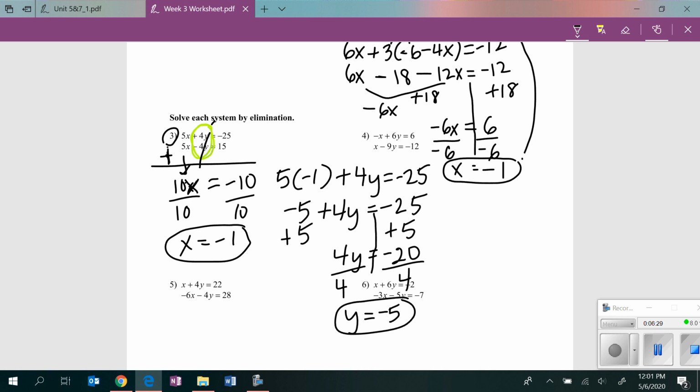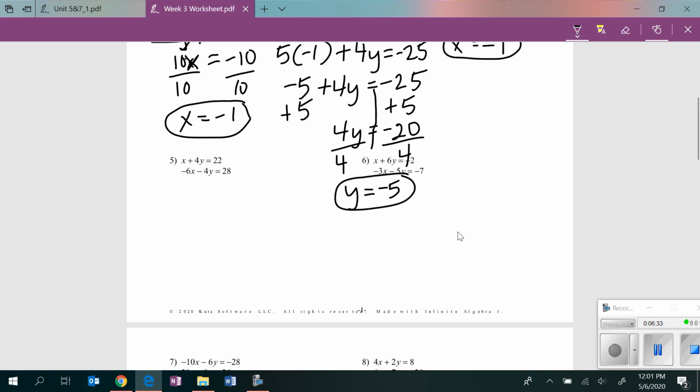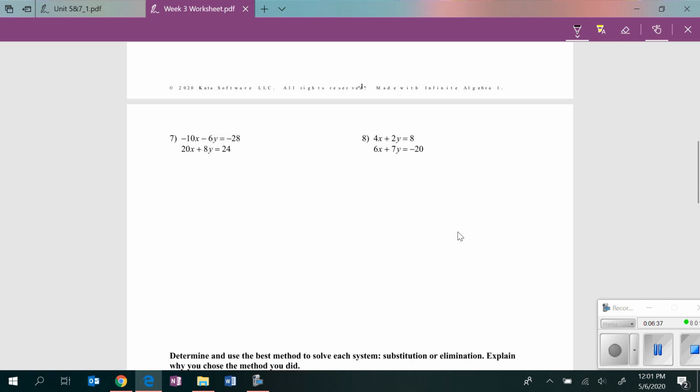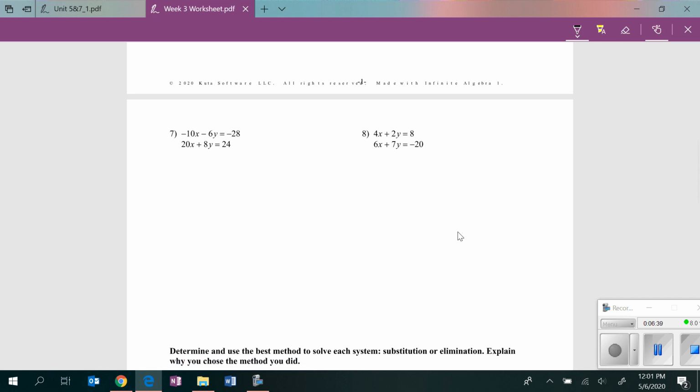Okay, that's your elimination. Let's look at a little more difficult elimination one. Let's look at number 8. So noticing how I don't have any numbers that match up in the way that I want it to, because they're not the same number and they're not opposite signs. So I'm going to have to do some manipulation by either multiplying or dividing one or maybe both of the equations in order to get what I want.